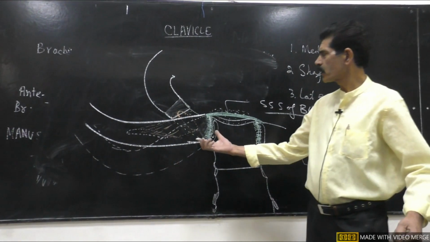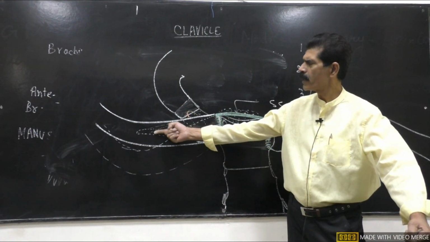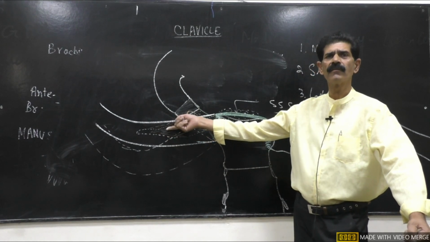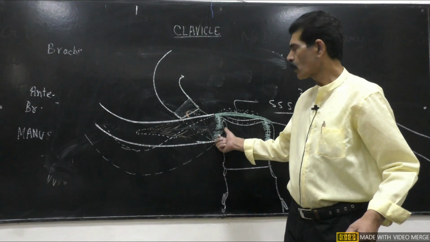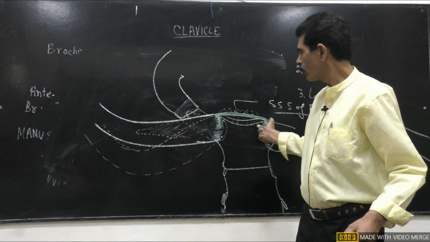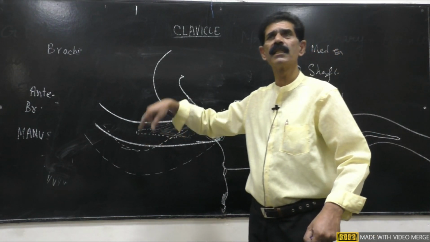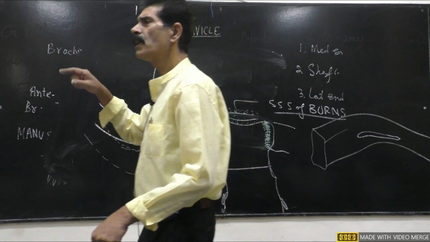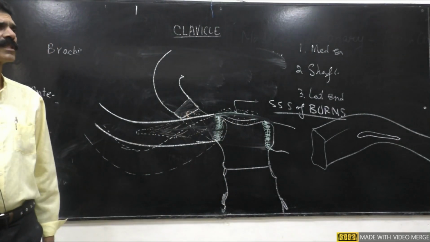Only function of this is that from below the first rib it is coming and it is inserting below the clavicle. So it gives the outside support to the sternoclavicular joint, which is already very strong. Secondly, it has been made more strong by the interclavicular ligament. Third, this subclavius muscle is also stabilizing the sternoclavicular joint. So that is the function of this muscle.